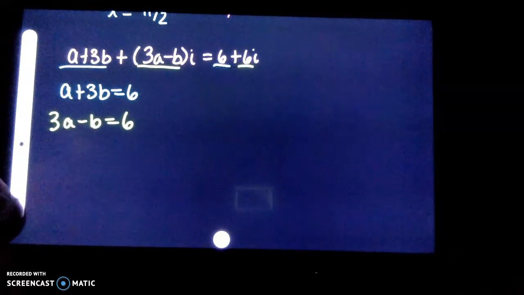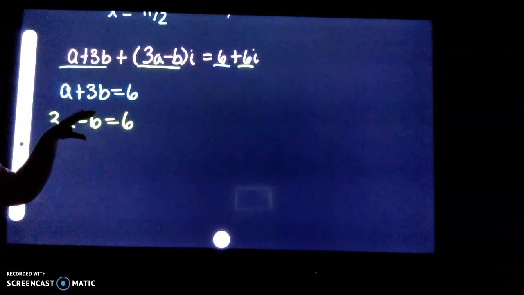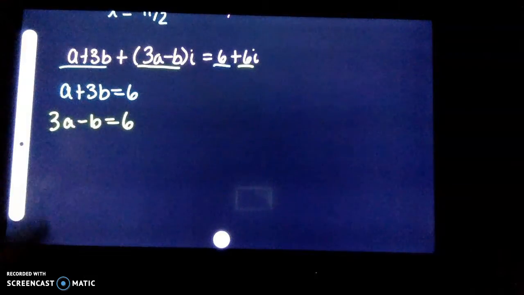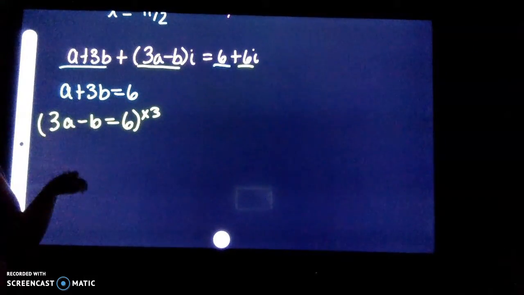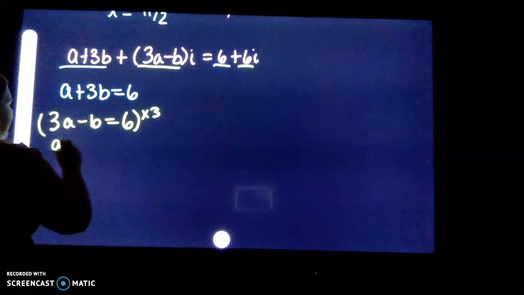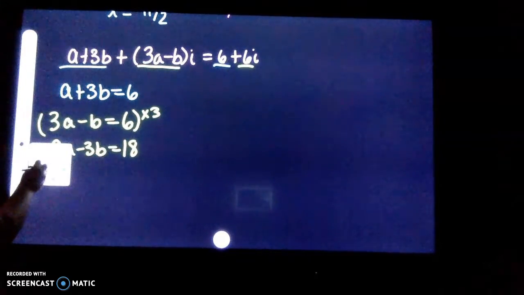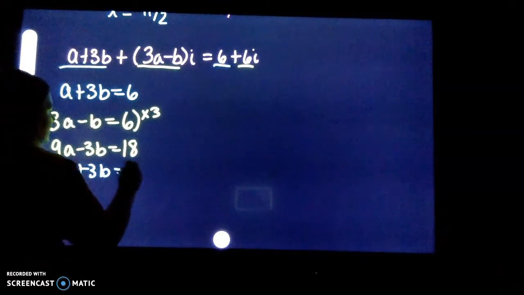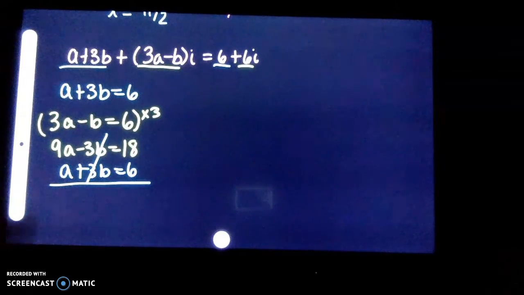As it's looking right now, I'm probably going to go ahead and do elimination with the b's getting canceled out because this one's already positive and this one's already negative. So all I need to do is make this negative b into a negative 3b by multiplying all 3 terms by 3. When I do that, I get 9a minus 3b equals 18. Just so they're close together, I'm going to go ahead and bring down that top equation as well. For elimination, I add straight down. The b's cancel just like I wanted them to.